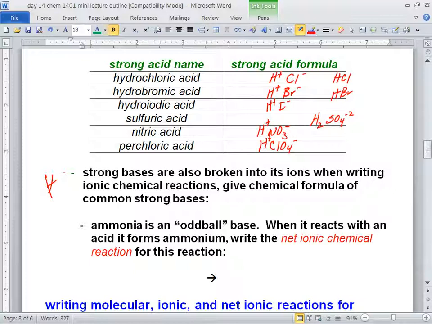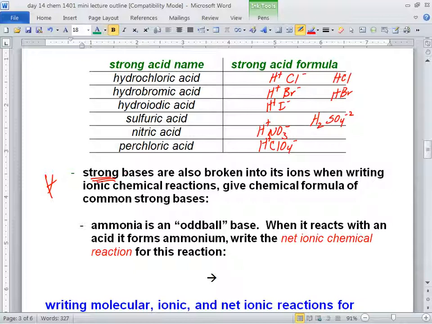Strong bases, you also break them up into their ions. That's the definition of strong. You break them up in the ionic equation. And given the chemical formula of the strong bases, remember I gave you a hint on the periodic table that when we're writing these solubility rules, you always wrote AQ with anything from group 1 because it always breaks up. So the same thing, that's all the strong bases are.